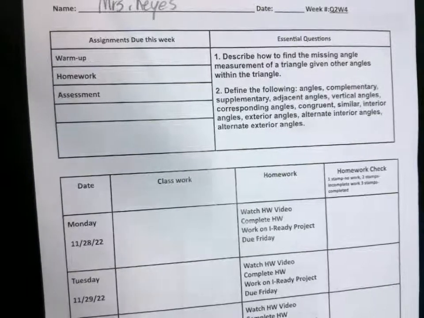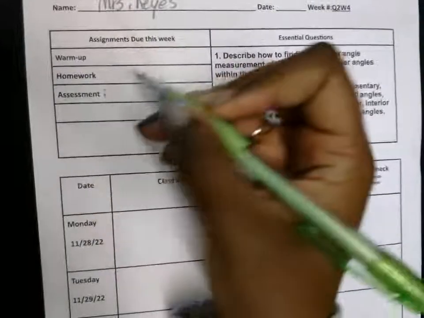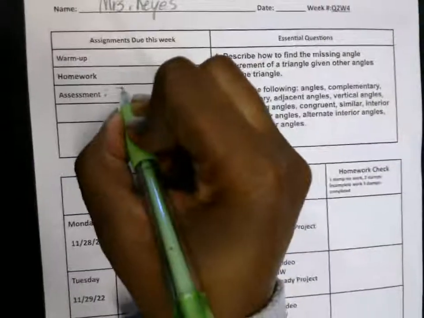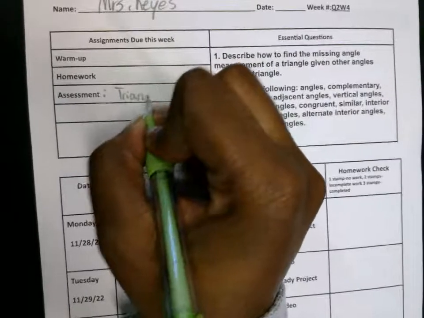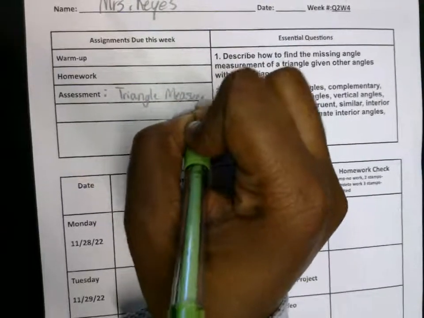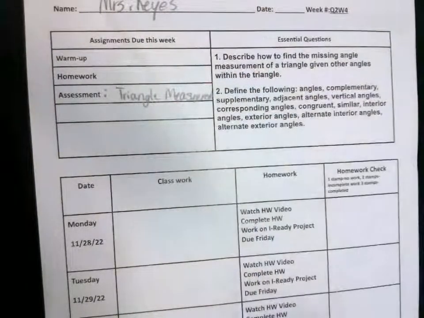All right, so this week: the warm-up, the homework. You have a quiz this week. Your quiz this week is on triangle measurement, finding the missing measurement of a triangle. We worked on that last week.